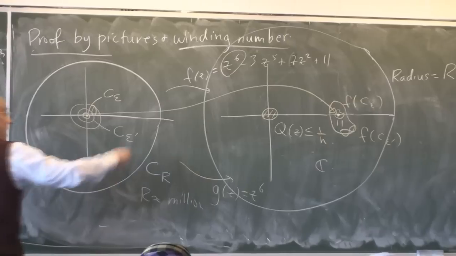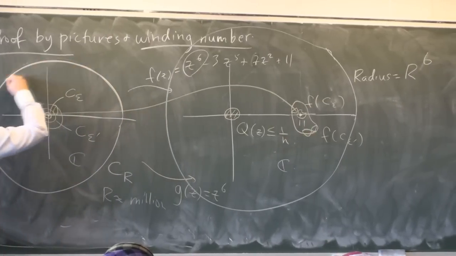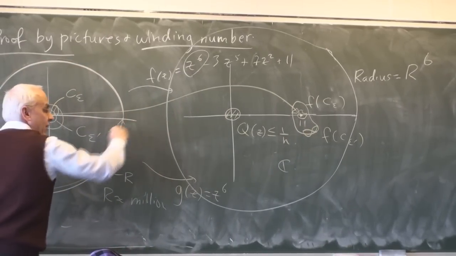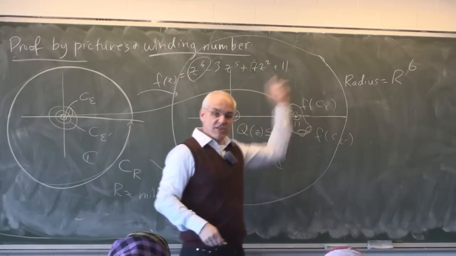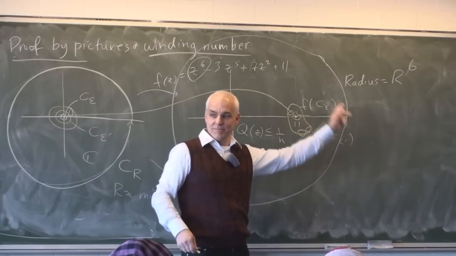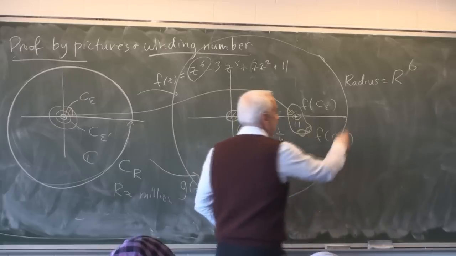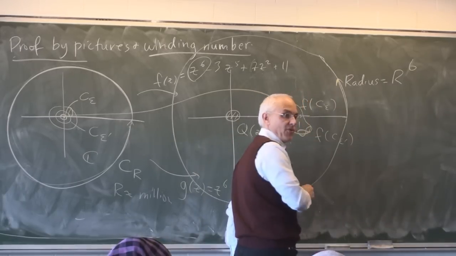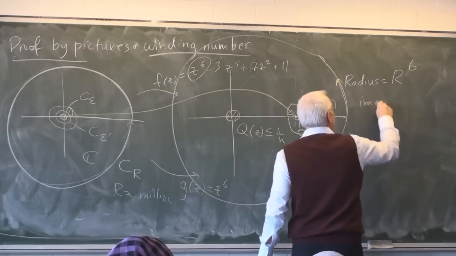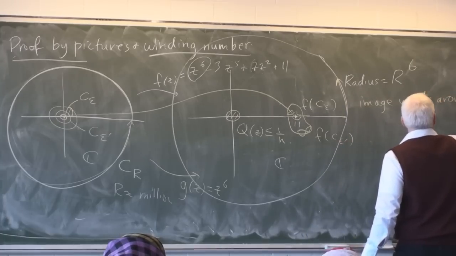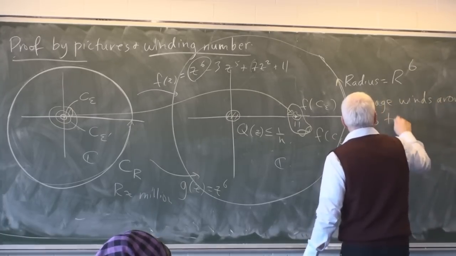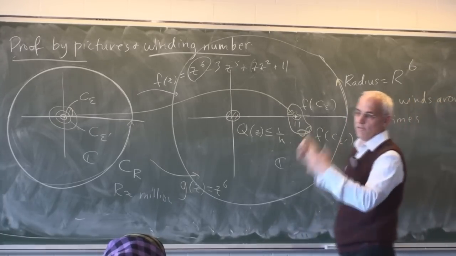But moreover, as we go around this circle once, the image under the z to the 6 map goes around 6 times as fast. So it winds around 6 times. The image winds around, in this case, 6 times. 6 is the degree of the polynomial.